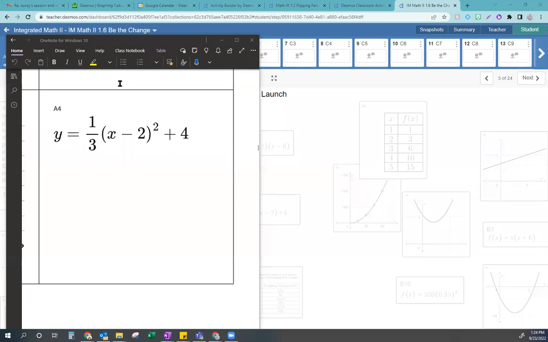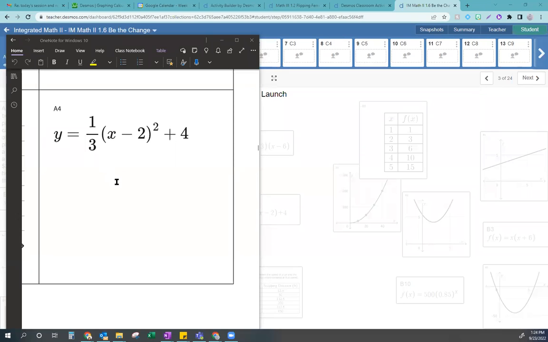Okay, so we're still in 1.6. We're still on slide 3, and we're going to work on card A4. That's a lot of numbers for you. So what we're doing here is we're looking for another representation of this. And so some of you are like, why do we need another representation of this, Miss Johnson? The more you understand one thing in different ways, the more you understand that one thing.